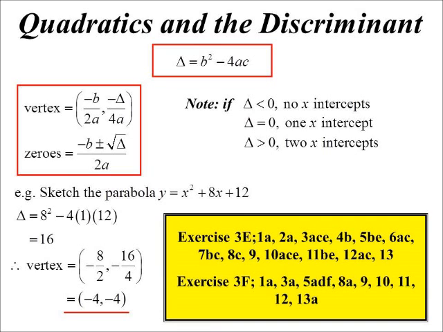Sometimes you might use a combination of the ideas. You might use completing the square for one thing, you might use the discriminant for the other, and it's totally up to you. It just gives us alternative ways of finding the pieces of information.